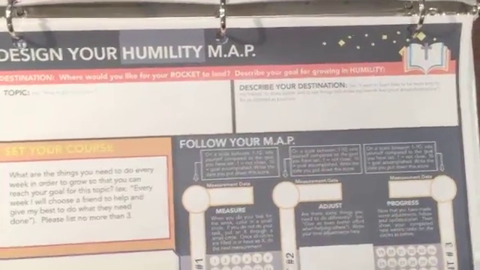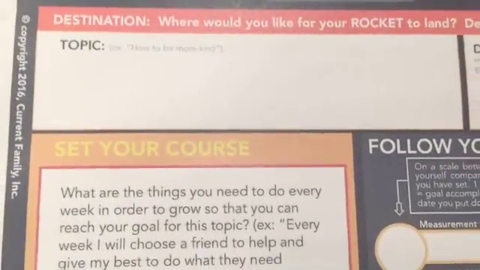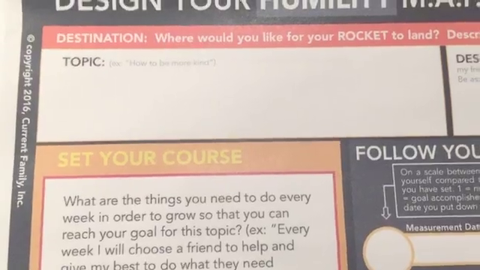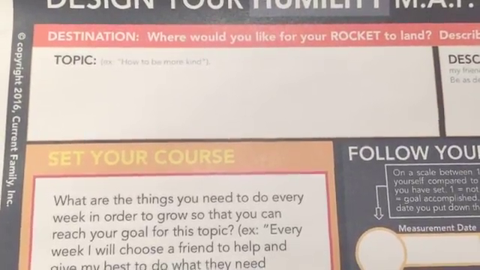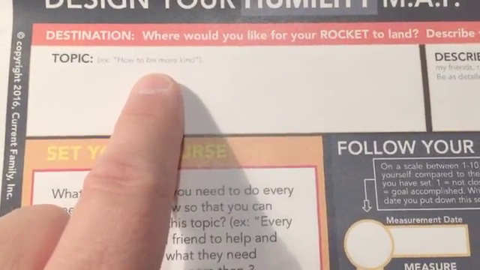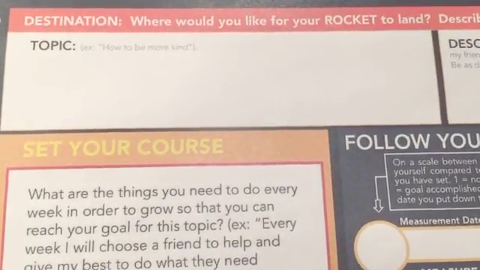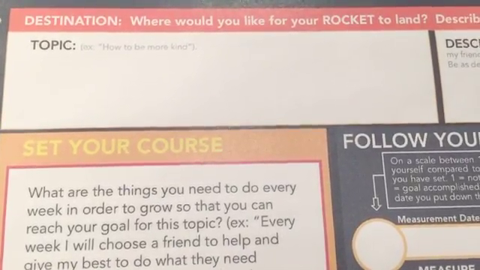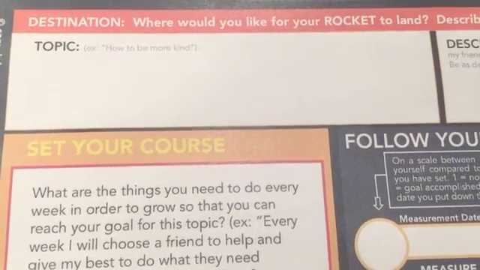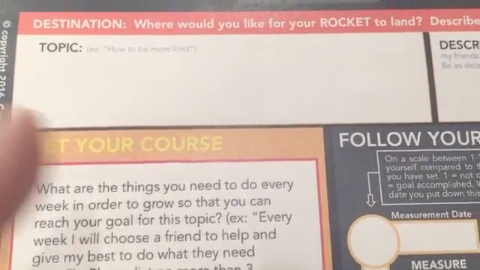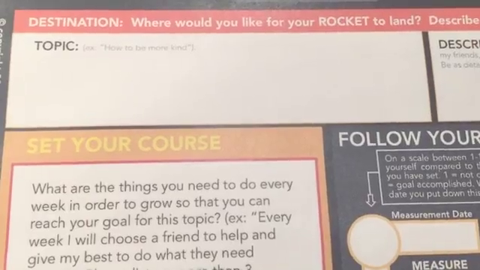And so the first thing that we do is we talk about the topic. We find out from our student, what is it that you would like to grow in? So for example, how to be more kind. Now we're talking about humility here. So there are a lot of different ways that we can follow this. We get this response a lot from parents that they're really excited about the topic of humility because they say, oh man, my child really needs to grow in humility. And so, for example, this can be anything. This is just an example, how to be more kind.